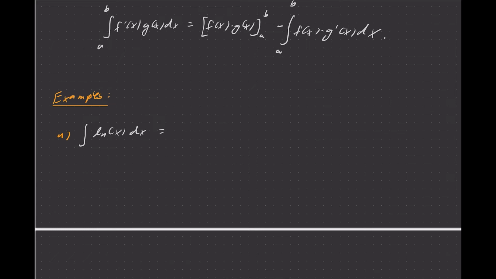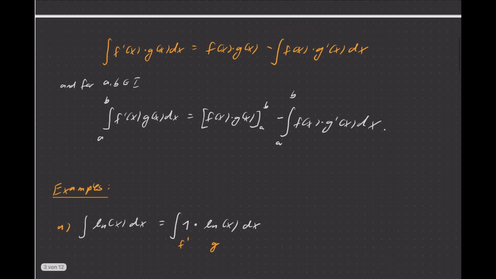What we do know is how to integrate the constant function 1. And what we also know is how to differentiate the ln. So we can write this integral in the form 1 times ln in the integrand. And then we use 1 as our function f prime, and the ln is our function g. So if we now apply this integration by parts rule here, we have to integrate f prime.